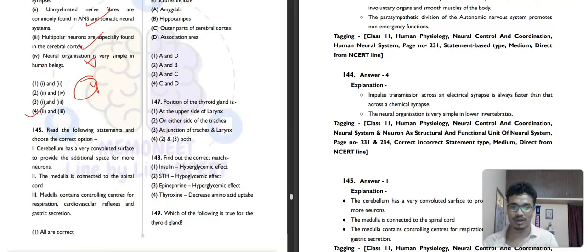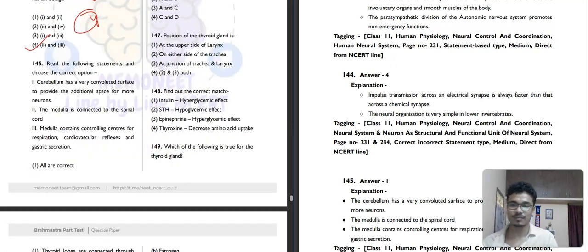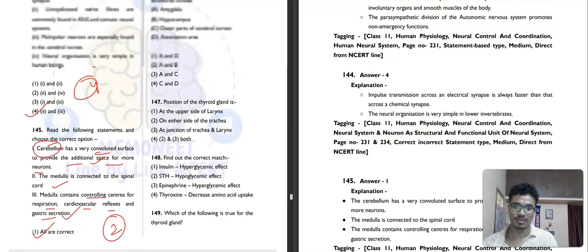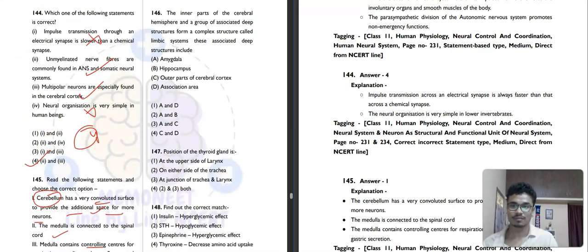Then question number 145. Read the following statement and choose the correct option. Cerebellum has a very convoluted surface. Cerebellum, okay, not cerebrum. Convoluted surface to provide the additional space for more neuron. Correct. Then the medulla is connected to the spinal cord. Correct. The medulla contains controlling center for respiration, cardiovascular reflexes, and gastric secretion as well. So all are correct. First option will be your correct answer.